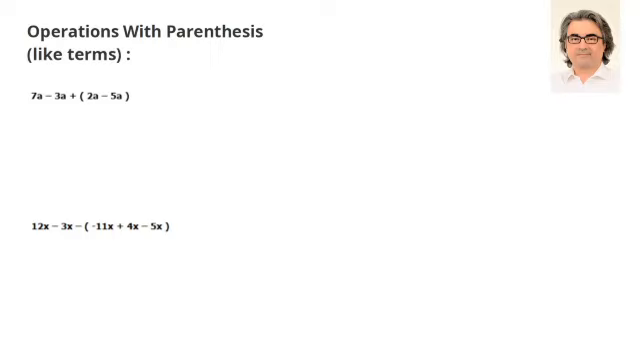Now we'll continue with the operations with parentheses with like terms. Let's start from the left side. Make the operation between these first two terms, 7a and 3a. They are like terms, so I may make this subtraction operation. 7a minus 3a is 4a.